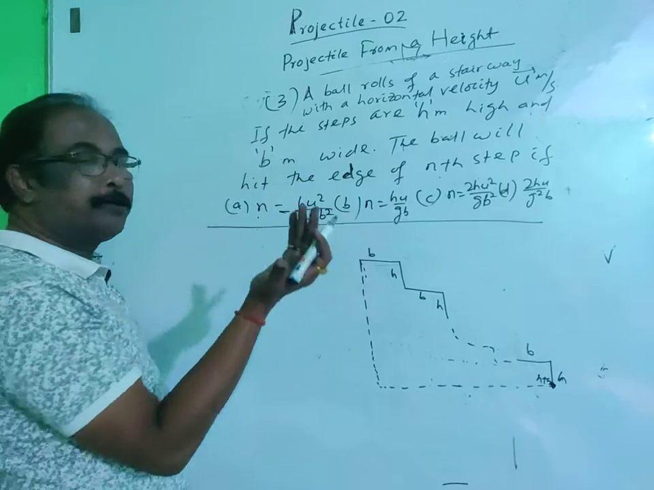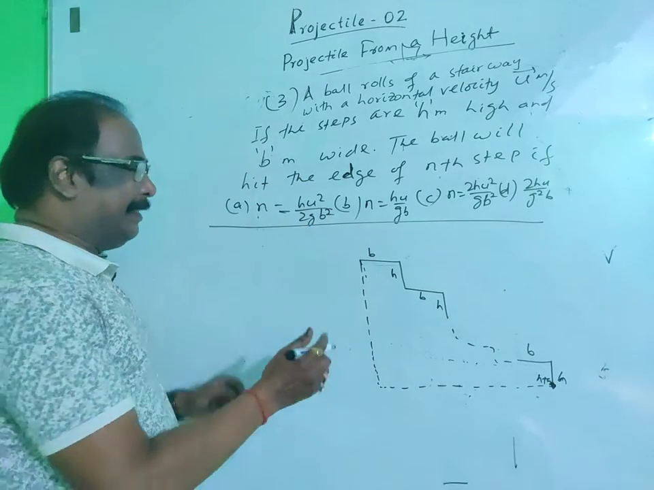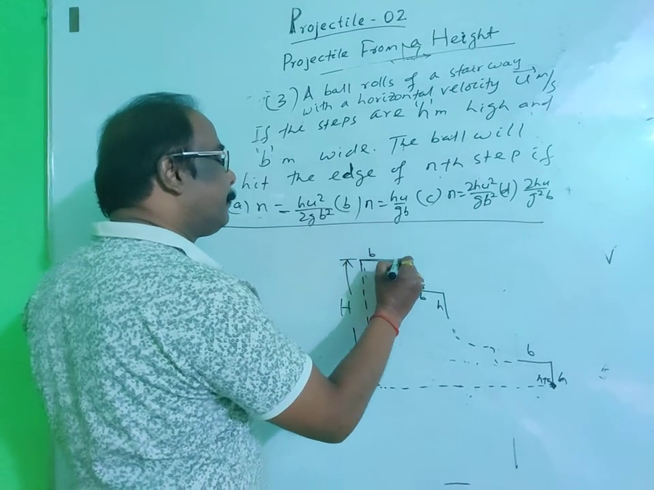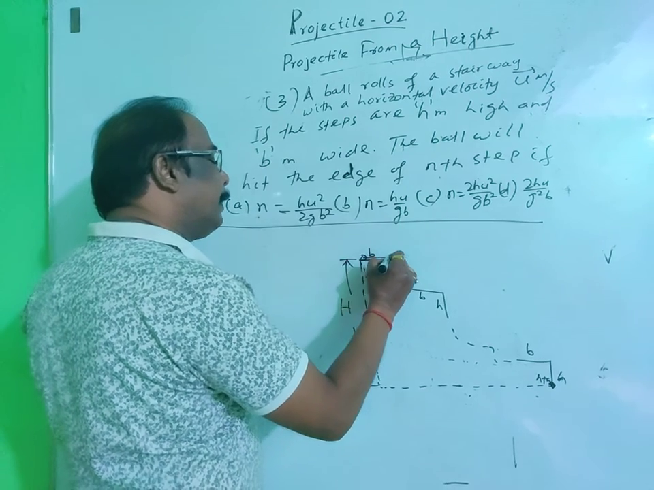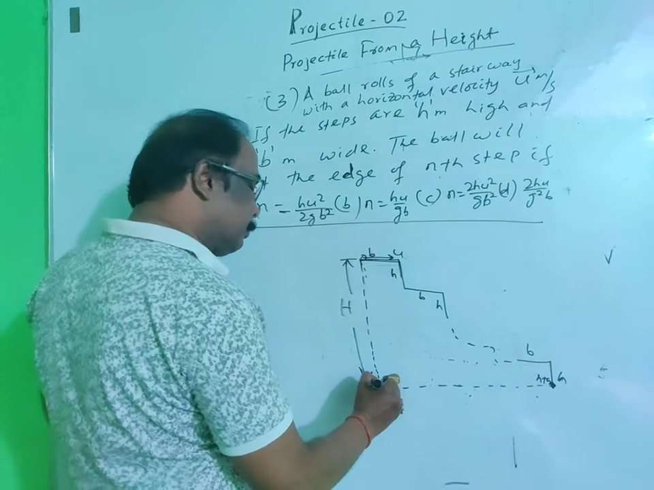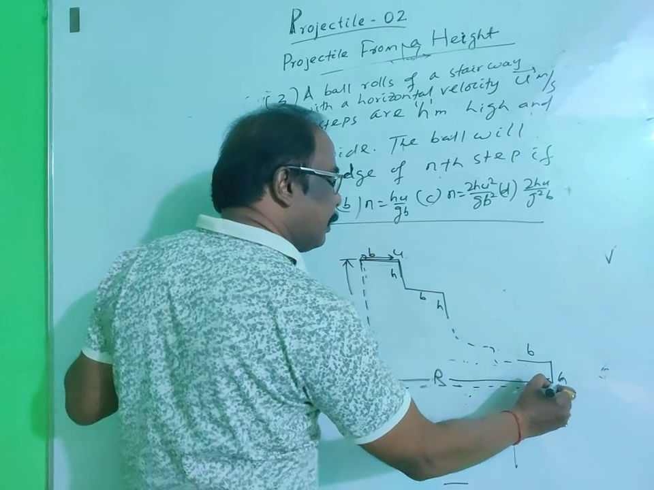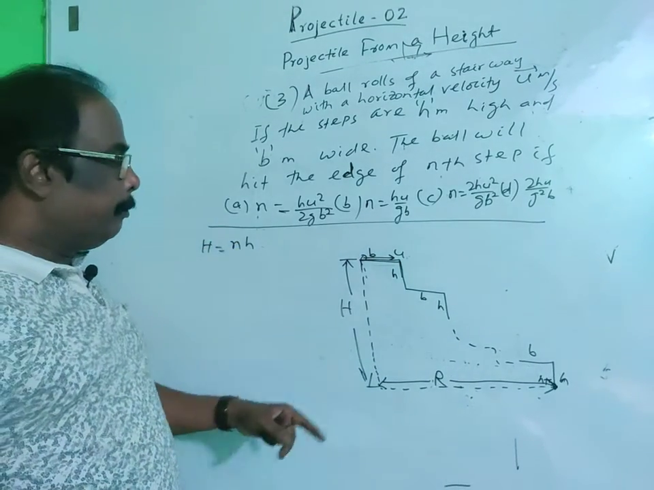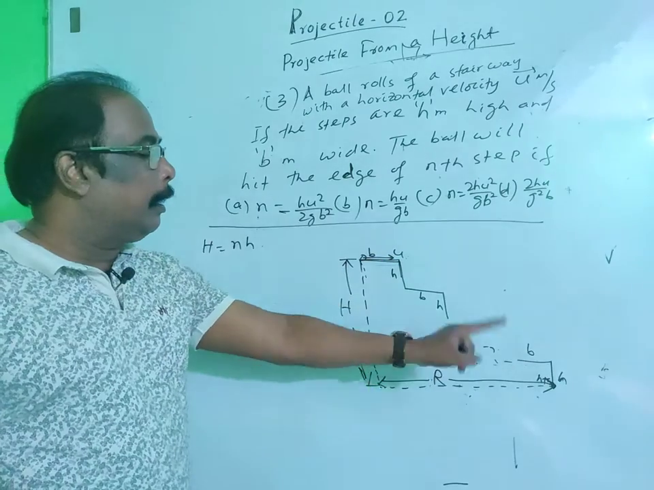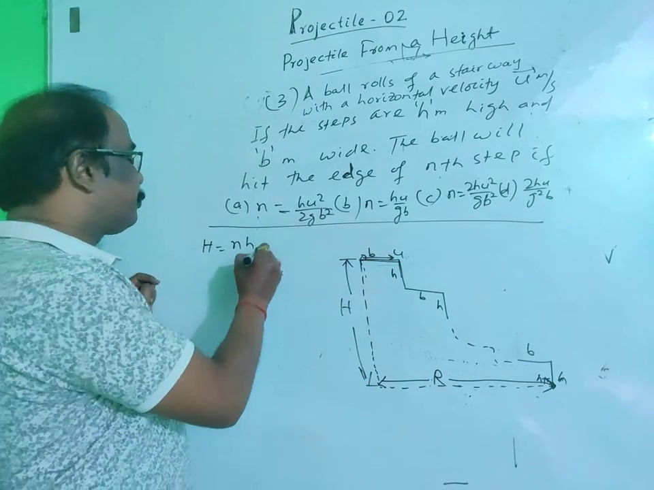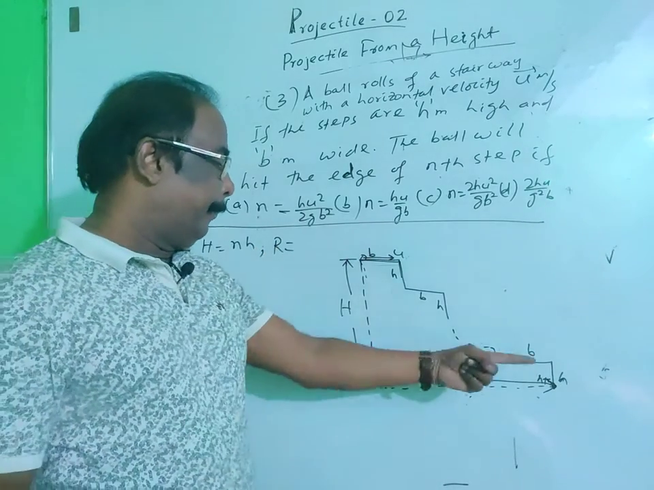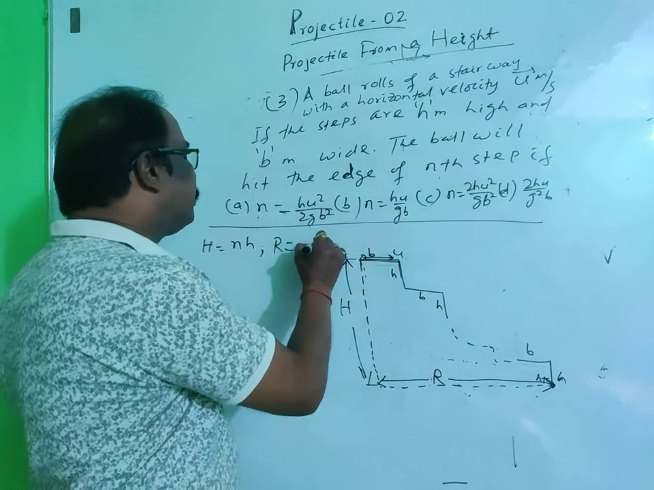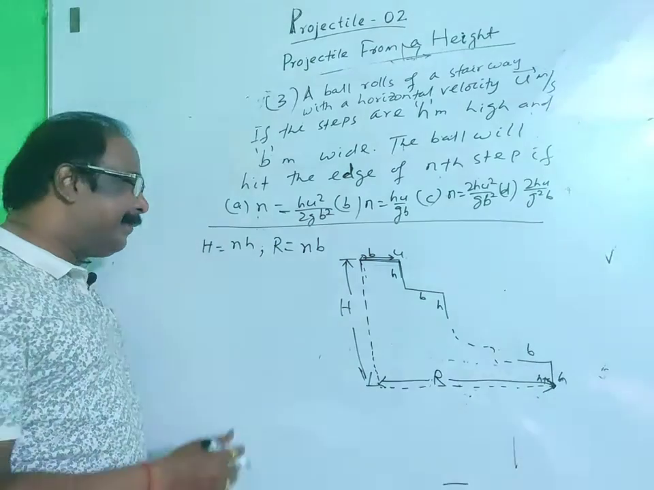If n is, what will be the choice? See, this is the total height from which the ball rolls. The ball moves horizontally with velocity u, and this is the total horizontal distance traveled by the ball. Total height is obviously nh, because height of each step is h and there are n steps. Width of each step is b, so range is nb. Is it clear?